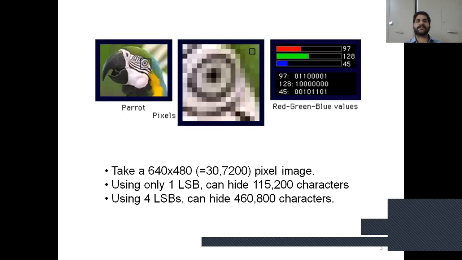Example: a picture is given, like this parrot. Some pixels are hidden, so this is the encrypted form. Red, green, blue values are given in this way. So take 640 multiplied by 480, equal to a 307,200 pixel image. Using only one LSB can hide 115,200 characters. Using 4 LSBs can hide 460,800 characters.